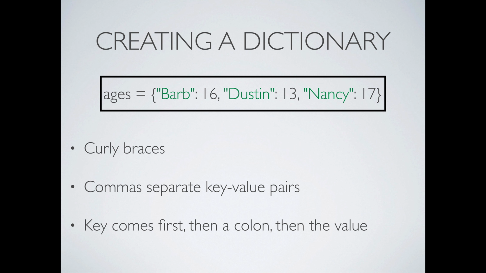So here's an example. One of the key-value pairs in this dictionary is barb, 16. In that key-value pair, the key is barb, which is a string. The value is 16, which is an integer. So again, everything in a dictionary comes in a pair. All of these elements are separated by commas. Within each pair, there are two things separated by a colon. First thing is the key, second thing is the value.